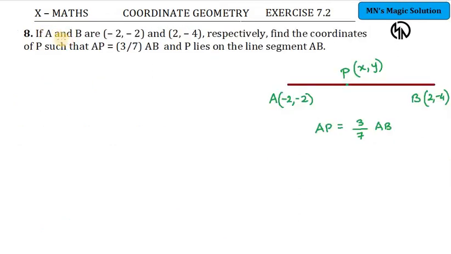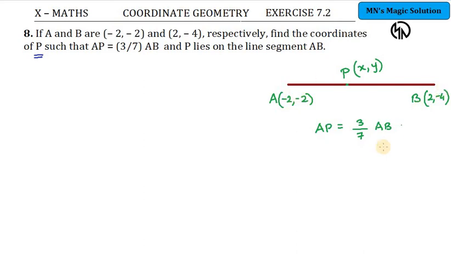Question number 8. If A and B are minus 2 comma minus 2 and 2 comma minus 4, so two points A and B coordinates are given. Find the coordinates of P. So there is another point P which is dividing this line segment AB in the ratio 3:7, we can say.